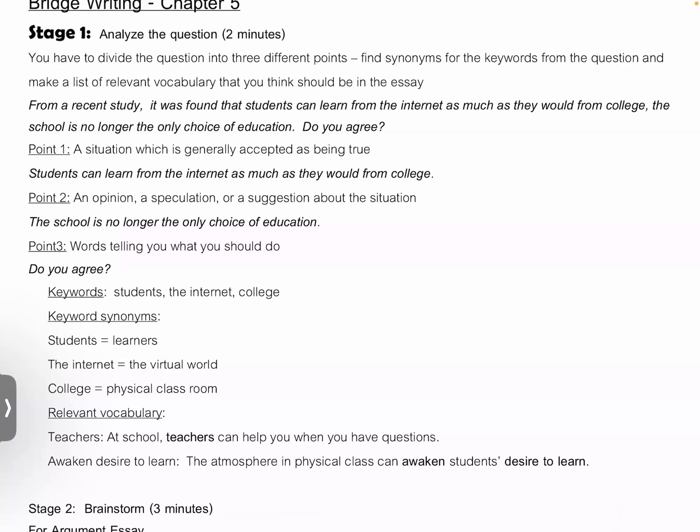That means the given fact is that students can learn from the internet as much as they would from college. That is the finding from a study. You cannot disagree with that. You don't have to believe it, but this is not something that you want to respond to. Now, an opinion or speculation or suggestion is the second statement. This is the statement that you have to evaluate. You have to respond to this, whether you agree or disagree. You do it with this statement.